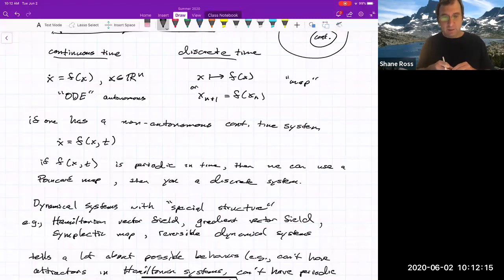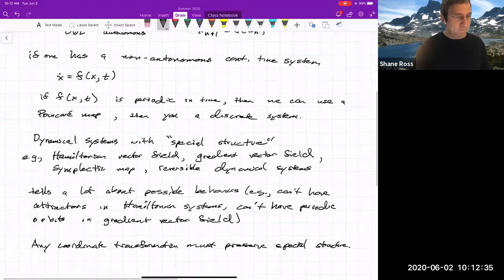I'll often first look at some results for a continuous time system, and then a discrete time system. Are there any questions about that before I go on to the next part? Okay.